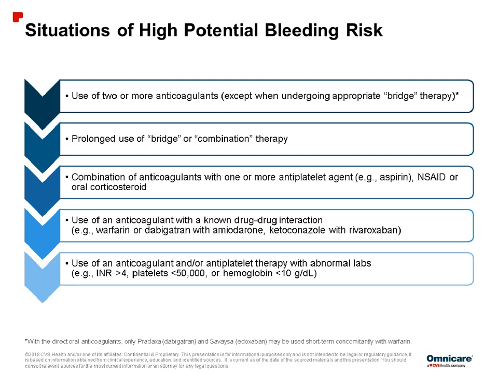an NSAID or prednisone. Fourthly, known drug interactions such as using warfarin and amiodarone, which of course amiodarone is commonly used for arrhythmia treatment. And lastly, the use of anticoagulants or antiplatelets with abnormal labs, such as an INR greater than 4, platelets that are less than 50,000, and hemoglobin less than 10 grams per deciliter. So again, it's important to identify these risks and monitor the patient closely for potential bleeding episodes.